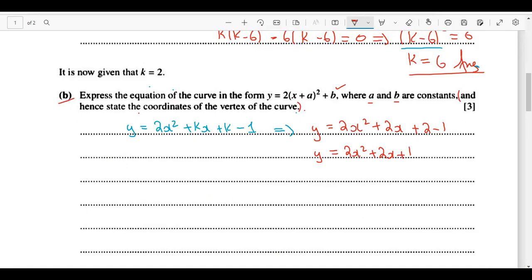Okay, express the equation of the curve in this form. After plugging in k equals 2, this is what I would get. This is the quadratic equation, and you know how to convert a quadratic equation into this form. So basically we need to use the completing square method here. Okay, please try doing it. I'll give you 3 minutes and then we will discuss it together. But before that, do it and just send me the values of a and b.